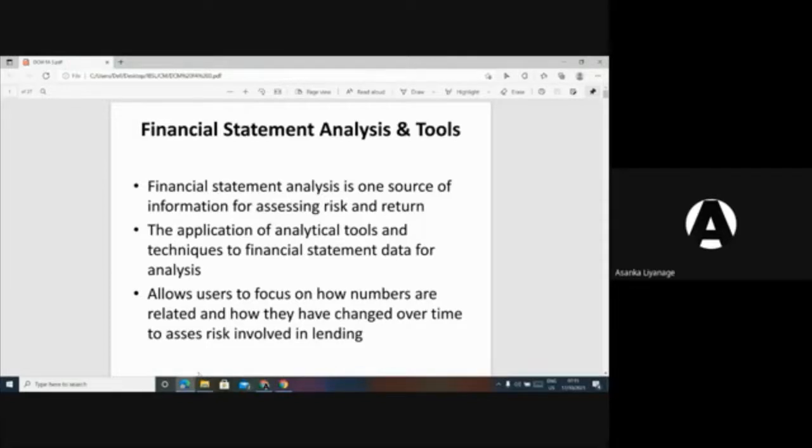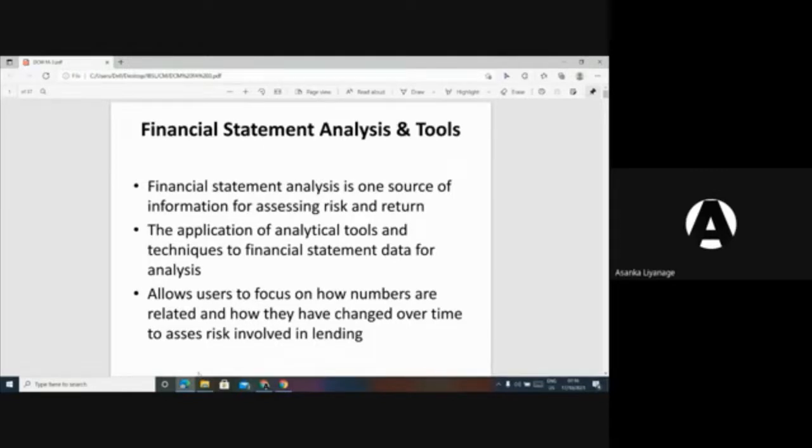Then, application of analytical tools and techniques to financial statement data for analysis. There are a number of analytical tools, you can have different analytical tools to analyze the financial statement. We'll discuss those things in the later slide.